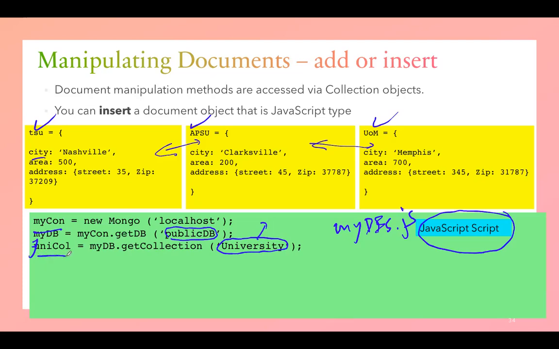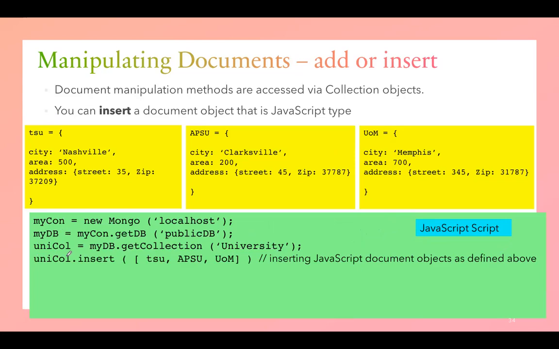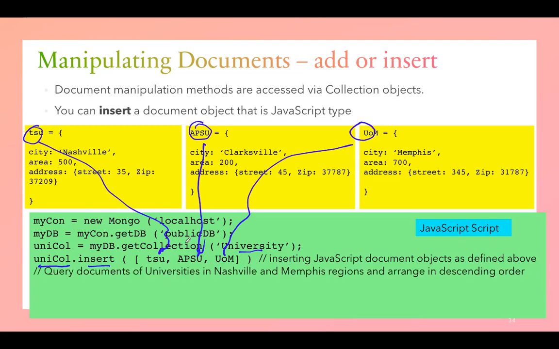So once you have a handler or an object to connect to the university, the next thing is, this is my collection object. I can insert what? All three together. This is a JavaScript type object. I can put it here. I can put it here. I can put it here. And that's it, inserting JavaScript document object as defined above, right? You can just put it in a square bracket and comma separated, and that's it. You can write something like this, and it will insert these three documents. Simple.